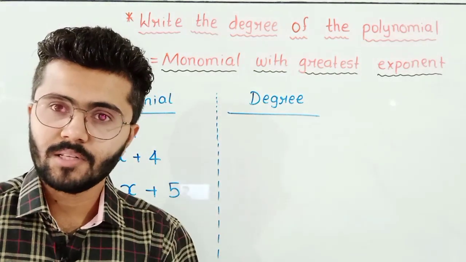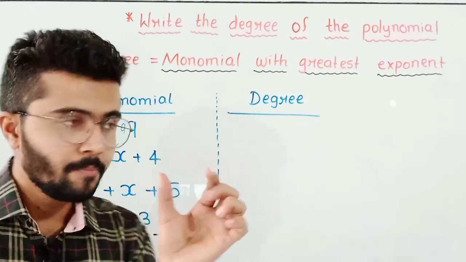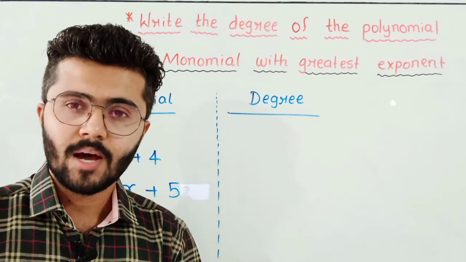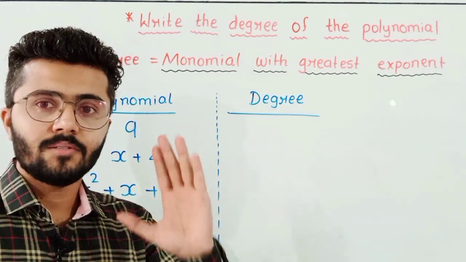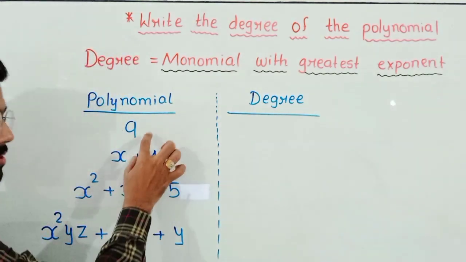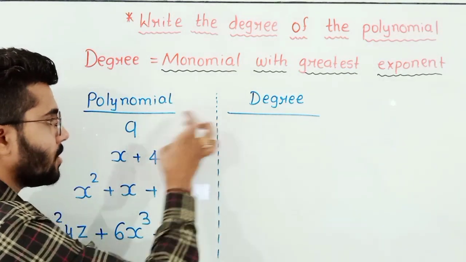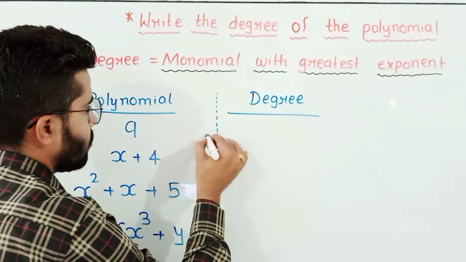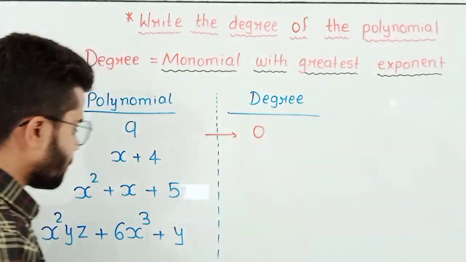Monomial also we studied in the previous video. Monomial means any one term with greatest power, whose power is the highest, that is the degree of the polynomial. So let us see the first one. First is 9. As I told you, the degree of any given number is always 0. So first one, degree is 0.